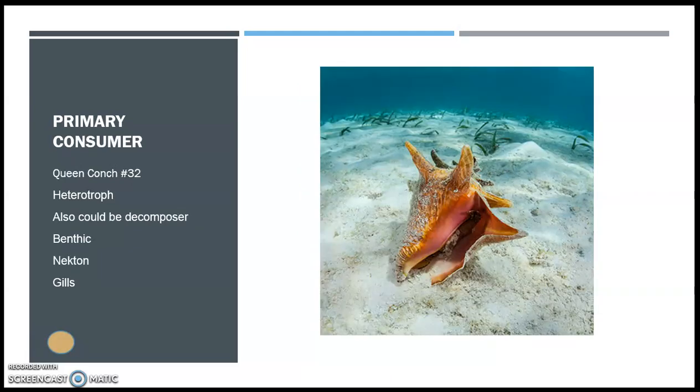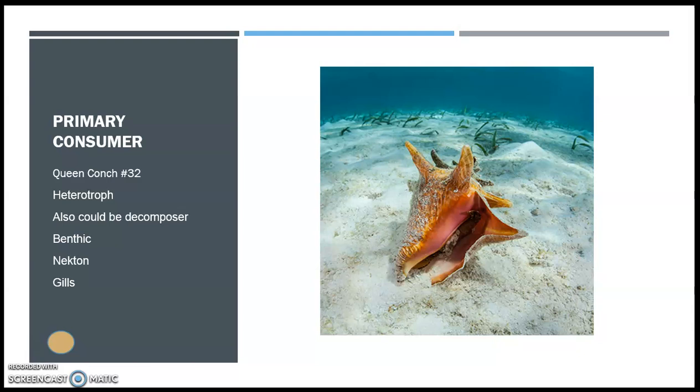Alright, so a consumer are organisms that depend on producers or other consumers to get their food, energy, and nutrition. There are many different types of consumers. The first ones are the primary consumers, which in this case is the queen conch. They're usually herbivores and eat producers. So the producers would be the plants.